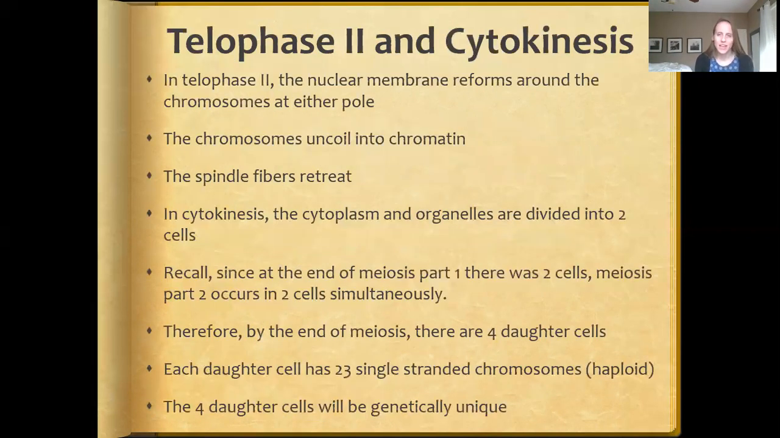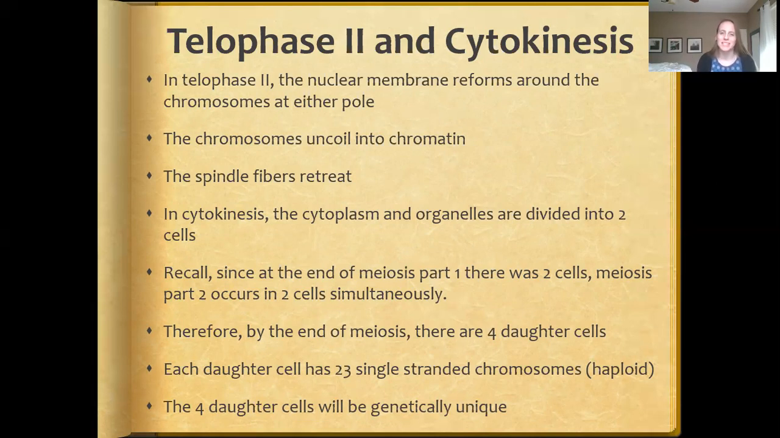And then in telophase, once again, the nuclear membrane reforms around the chromosomes at either pole. The nuclear membrane will now stay that way. It's not going to dissolve again. The chromosomes will uncoil back into chromatin. The spindle fiber will go away again, and you'll have the pinching in of the cell membrane.